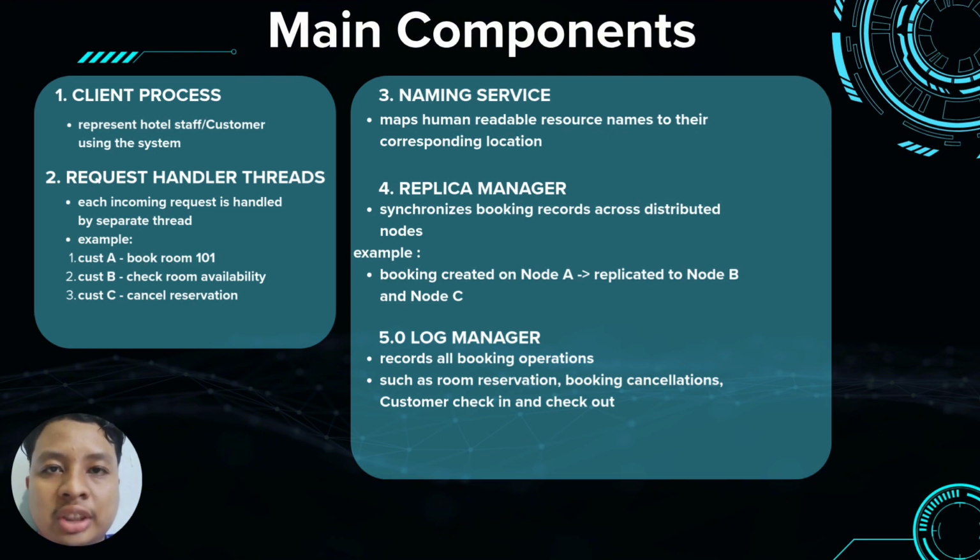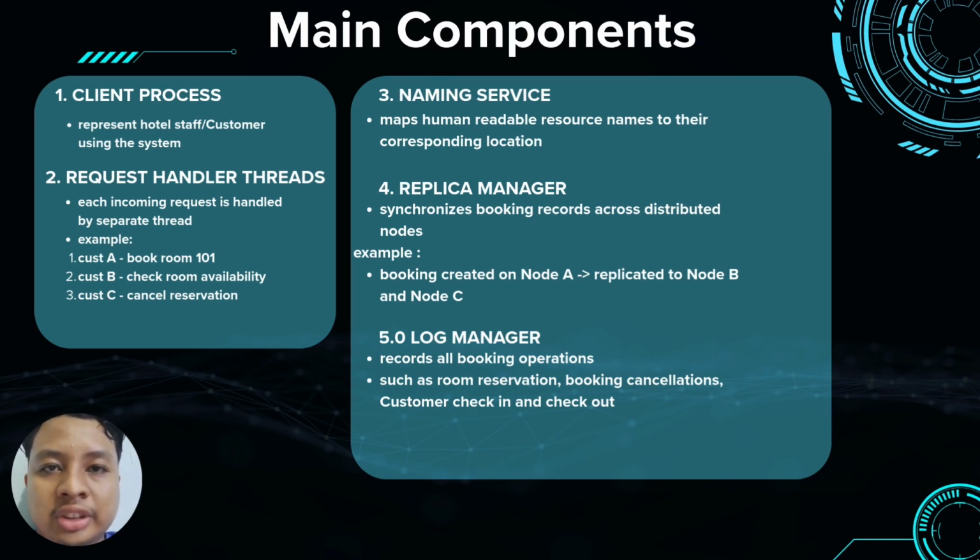Each incoming request is handled by a separate thread. The function is to process multiple requests concurrently, improve response times, support high user traffic, and prevent blocking of other requests. For example, customer A is booking room 101, while customer B is checking the room availability, and customer C is cancelling the reservation. All the requests from these customers can be processed simultaneously using multithreading.